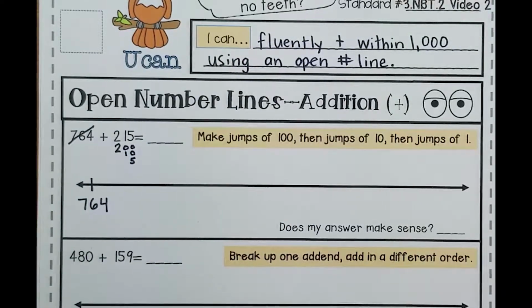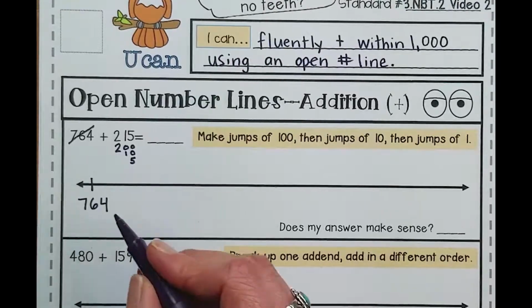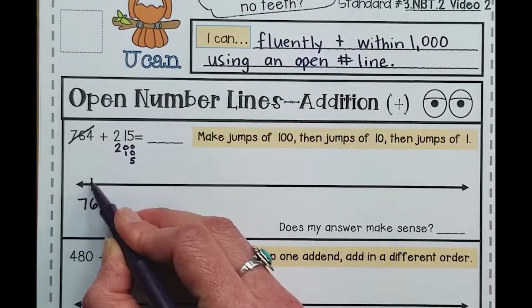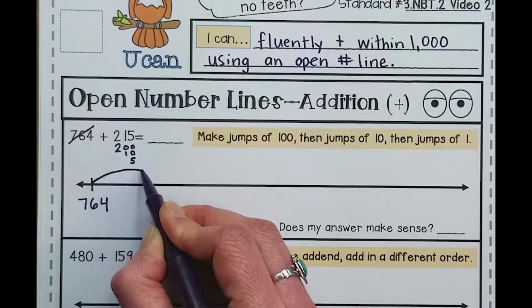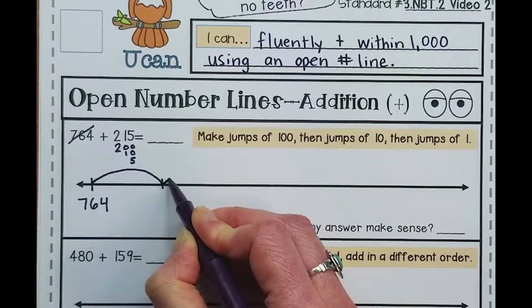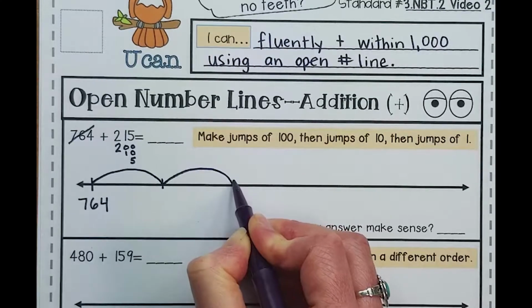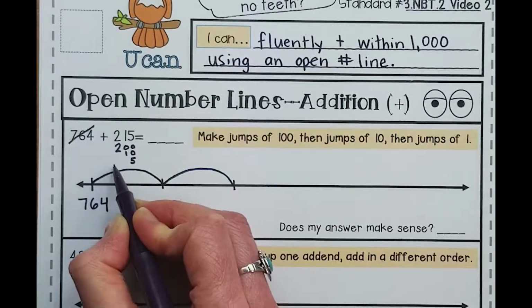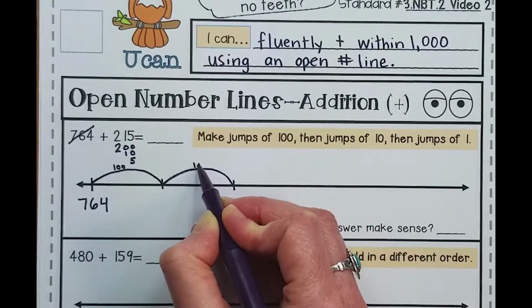And the first thing I think of when I think about adding these two numbers is making jumps of 10 or of 100, or adding groups of 100 first onto the number, because that makes the most sense to me. So I'm going to go ahead on my number line and make one 100 jump and two 100 jumps, because I have 200. So this is 100 and this is 100.